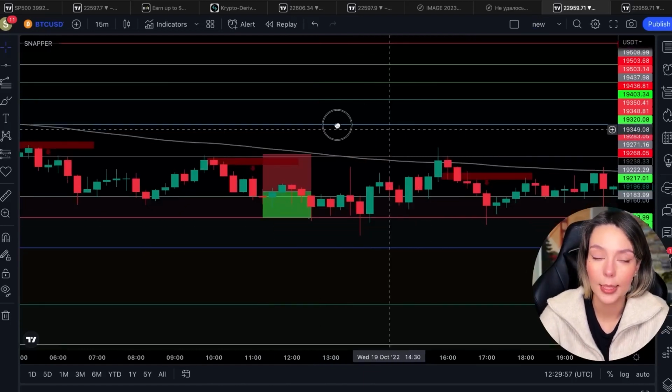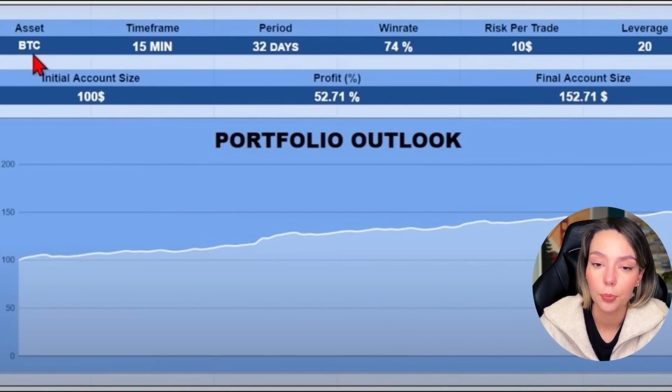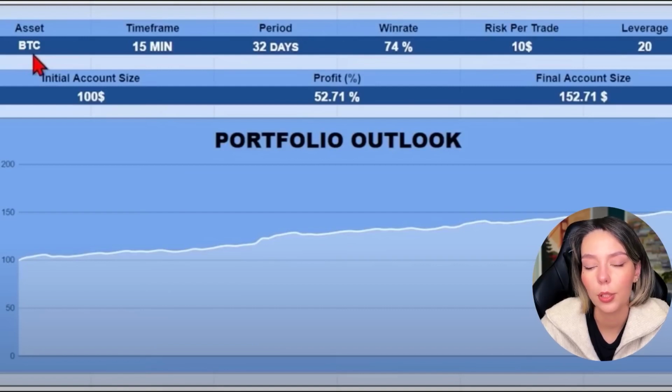So, backtesting. I backtested this strategy 100 times and here is the result. Look at this chart. I've tried this strategy on Bitcoin using a 15-minute time frame. The total trade range reached 32 days.